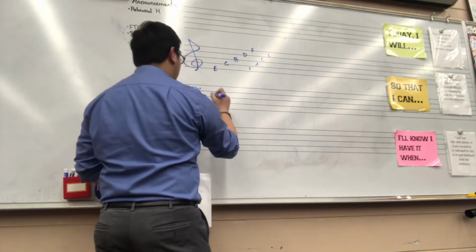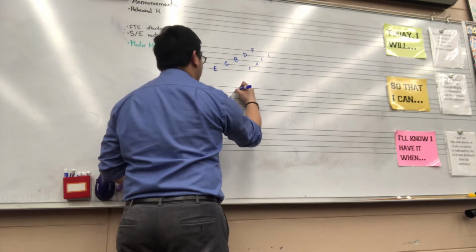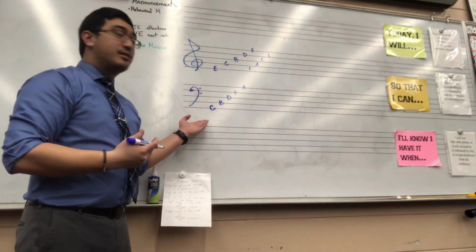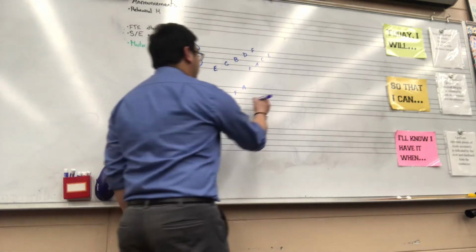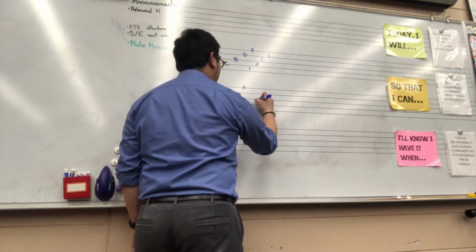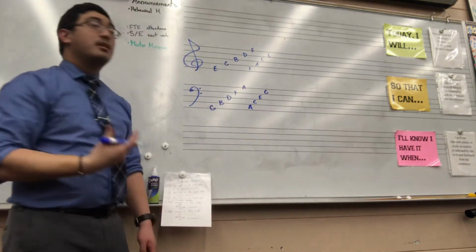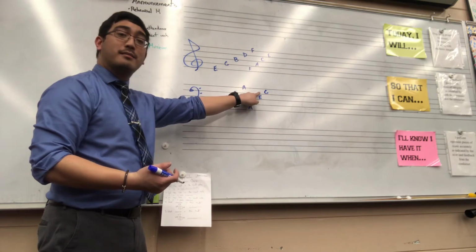So the line notes on the bass clef: G, B, D, F, A. Most people remember this as good boys do fine always. The space notes from the bottom to the top are A, C, E, and G. Most people remember this as all cows eat grass.